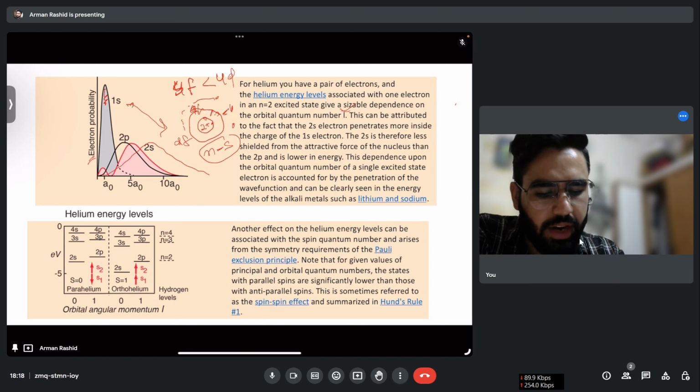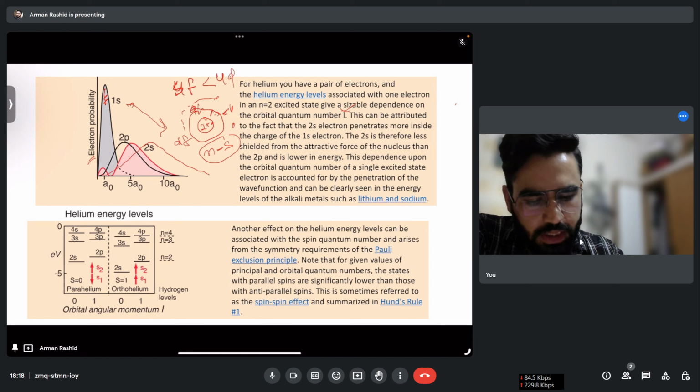This can be attributed to the fact that the 2s electron penetrates more inside the charge cloud of a 1s electron. The 2s is therefore less shielded from the attractive force of the nucleus than the 2p, and is lower in energy. This dependence upon the orbital quantum number of a single excited state electron is accounted for by the penetration of the wave function and can be seen clearly in the energy levels of alkali metals such as lithium and sodium.